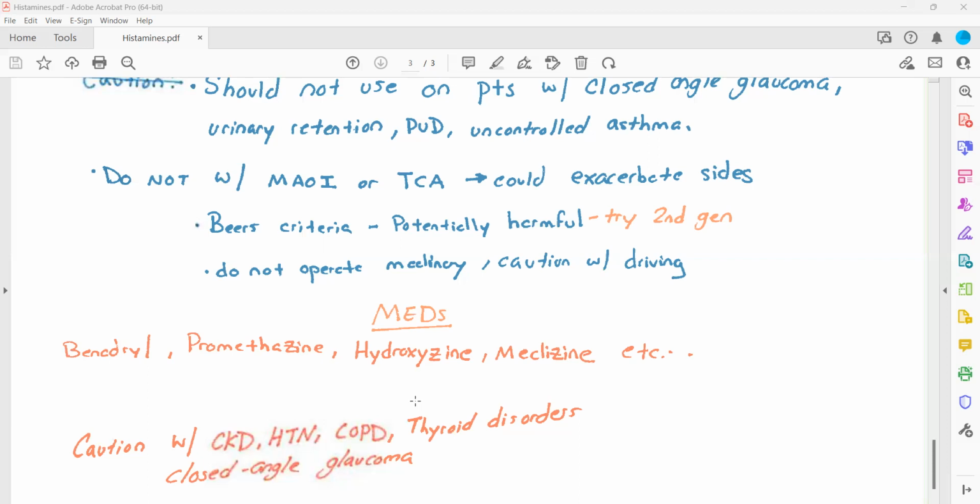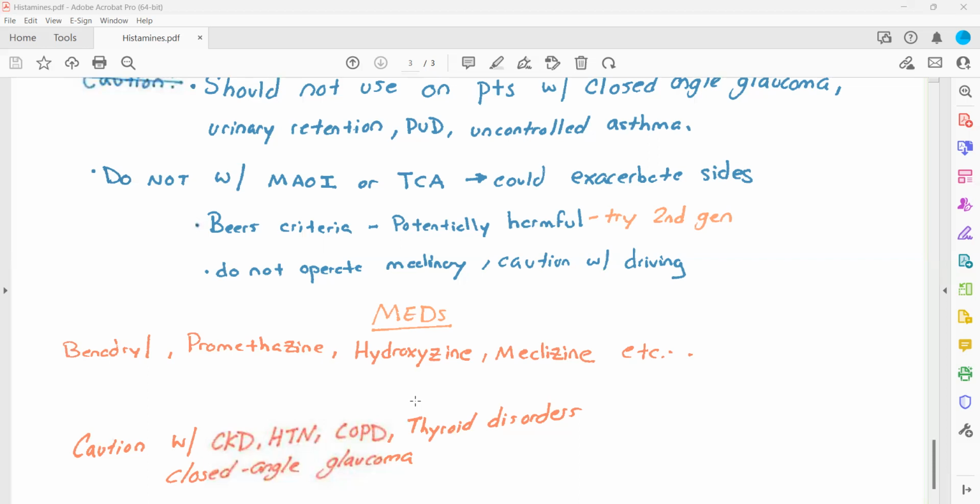What else? Meclizine, that's another one. It's an antiemetic, but again, it's a first generation antihistamine. These are some of your alternate uses. Well, these ones that are right here, they're all first gen.